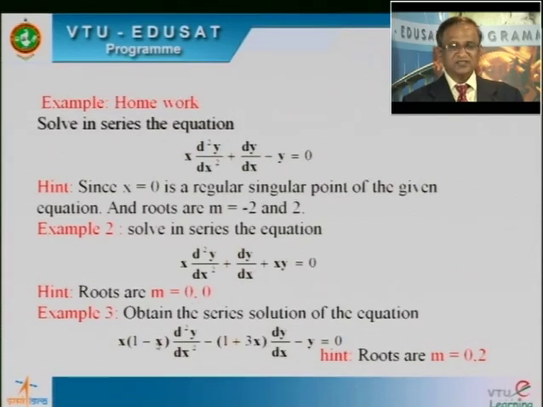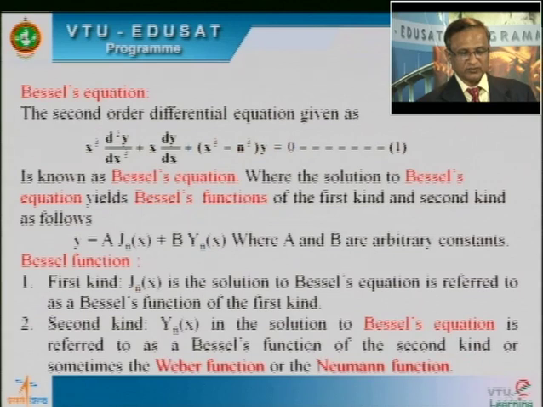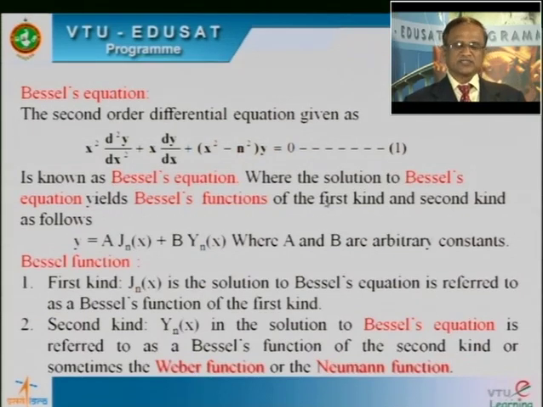Or sometimes the given equation may be like this, x into 1 minus x into d square y upon dx square minus 1 plus 3x into dy by dx minus y is equal to 0, right. Here also it is a regular singular point. Here also you will get an indicial equation. Find out the roots. What are the roots? I hope you will get 0, 2 are the roots of this equation, right. So find out the solution and write down the complete solution of the given differential equation.